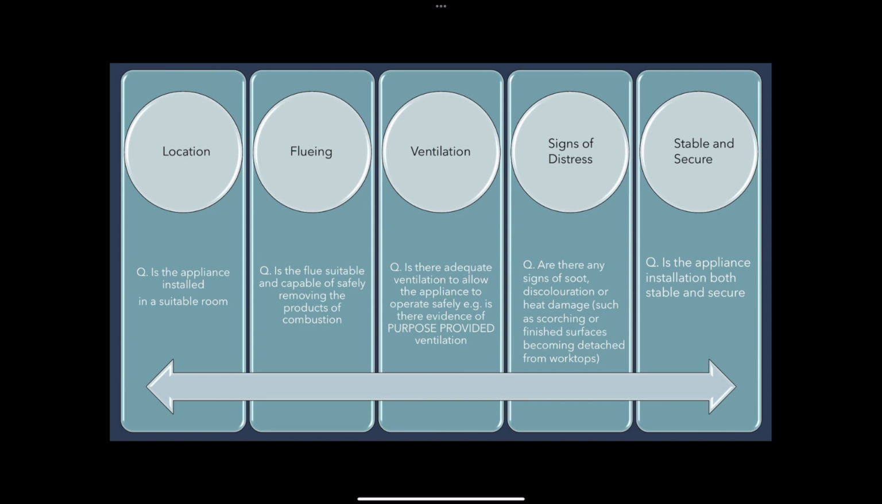And then finally, you've got to make sure that the appliance is stable and secure. Obviously, if it's attached to the wall, you're going to check the wall fittings, just make sure it's there. If it's a freestanding cooker, you're going to have to make sure that it's got the correct chain on the back or stabilizers on the bottom, and make sure that everything's safe before you walk out and walk off the premises.